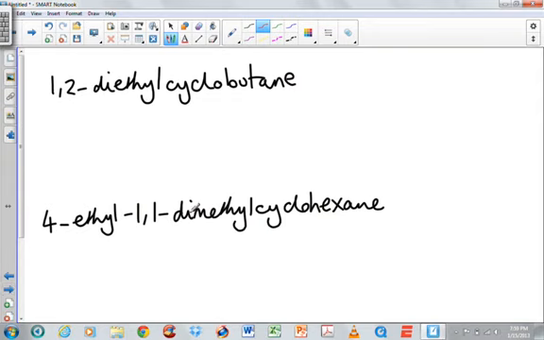Now what about going from names to structures? Well, this is just the same thing. Cyclobutane. Now butane means 4, cyclo of course means 4 carbons in a ring.